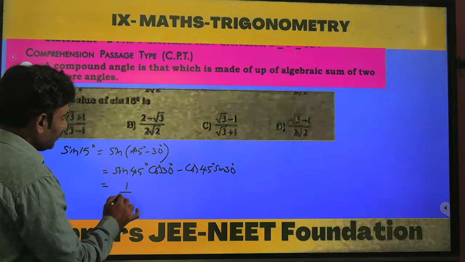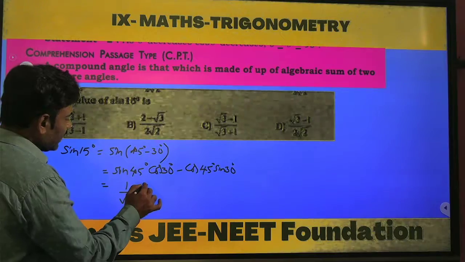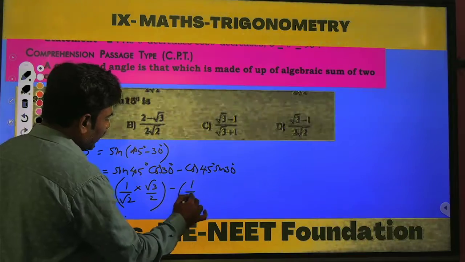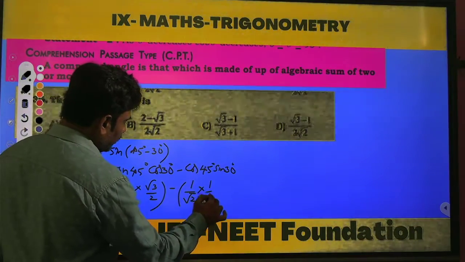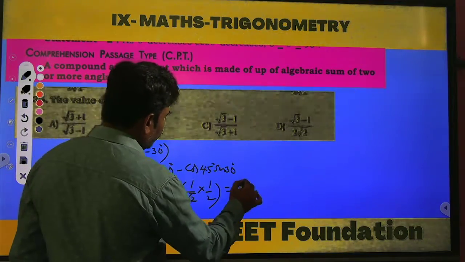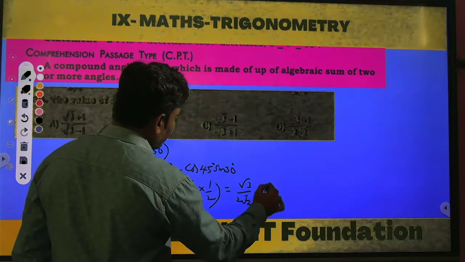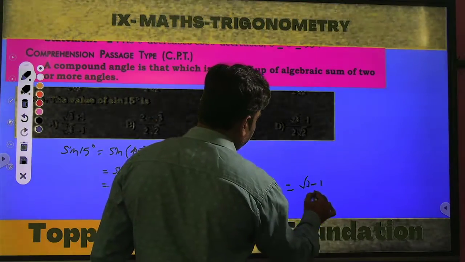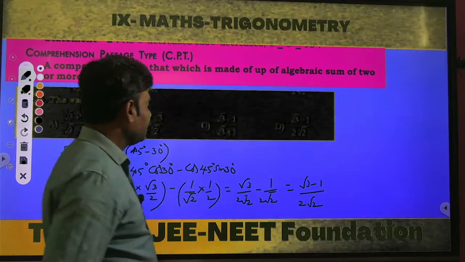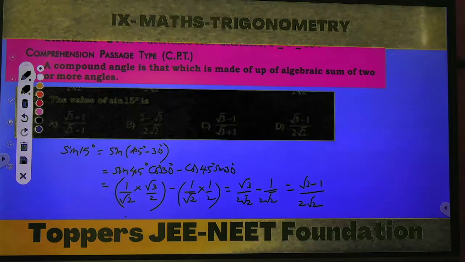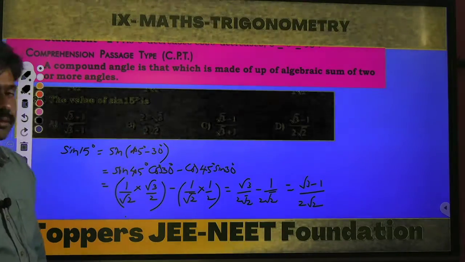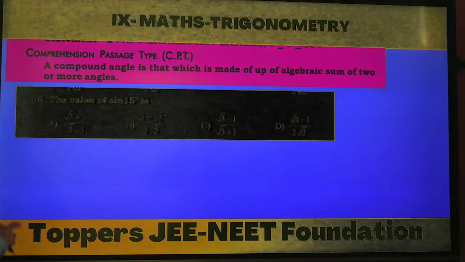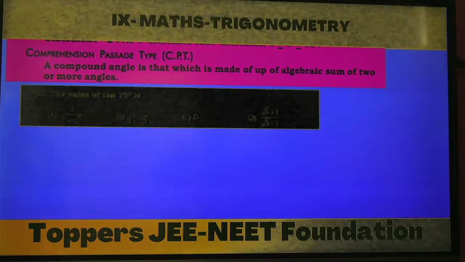Sin 45 degrees value 1 by root 2 into cos 30 degrees value root 3 by 2 minus cos 45 degrees value 1 by root 2 into sin 30 degrees value 1 by 2. Now it becomes root 3 by 2 root 2 minus 1 by 2 root 2, and it can be written as root 3 minus 1 by 2 root 2. Yes, option D is the correct answer. Next question students. The value of tan 75 degrees.